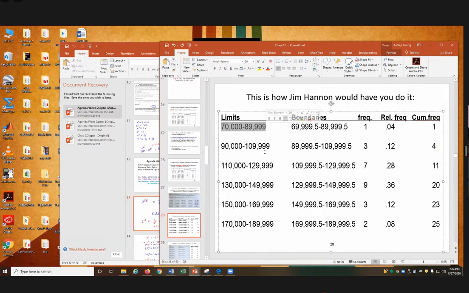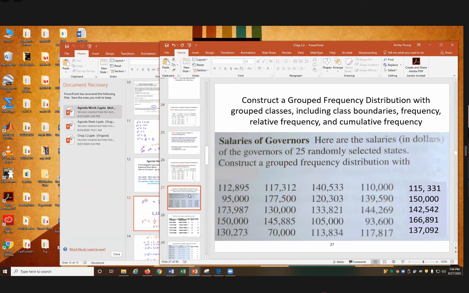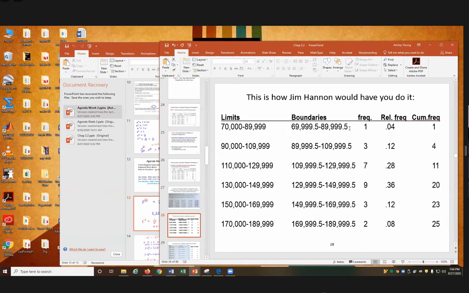All of the amounts, the dollar amounts, were in whole dollars, so that means that our limits are also in whole dollars, right? These are rounded to the nearest dollar. So that means that our boundaries will be in 50 cents.